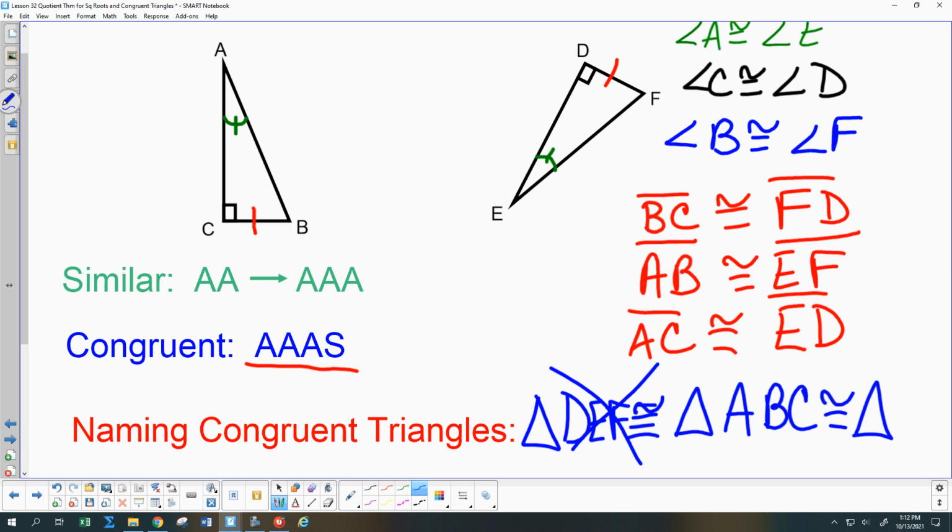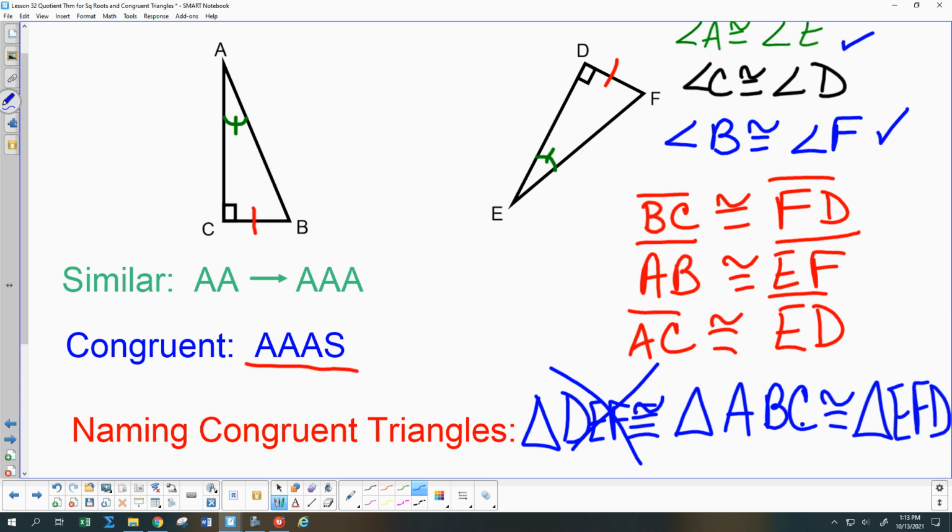The reason is, whatever letter I wrote first here, I had to write its corresponding angle over here. And I said A was congruent to E, so if I start with A, I have to start with E. B, the next is my second letter, my next one needs to be F. And finally I wrote C, which corresponds to D. So if I start off ABC, my only choice for the second one is EFD.